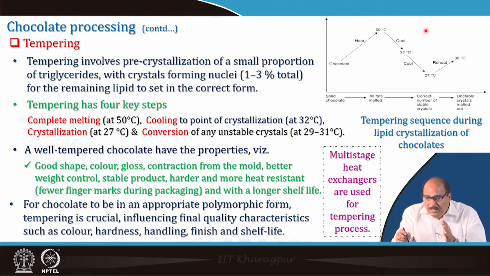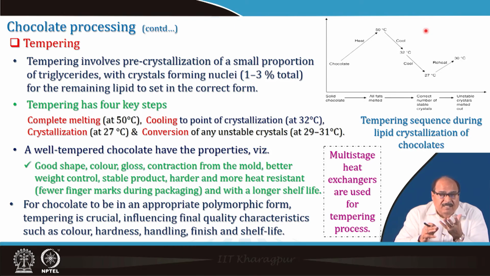Tempering has 4 key steps, as you can see here in this figure. All right, the first is the complete melting at around 50 degrees Celsius, then cooling to the point of crystallization, where the material is brought to around 32 degrees Celsius, then crystallization occurs at a temperature of 27 degrees Celsius, and finally conversion of any unstable crystals at 29 to 31 degrees Celsius.